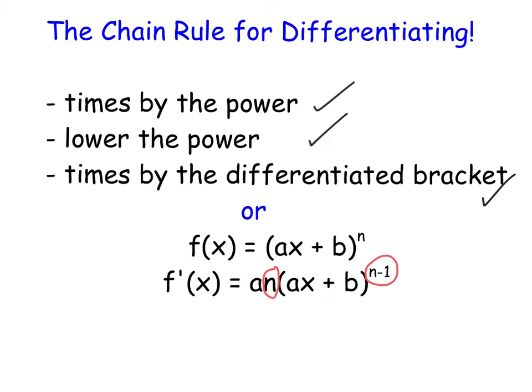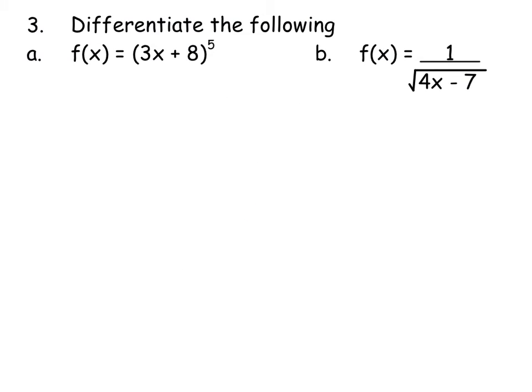Here is the power lowered, and here is the bit where you multiply by the differentiated bracket, because when you differentiate ax, you get just the a term. Okay, so let's see some of this in action, and you'll see me keep repeating this.